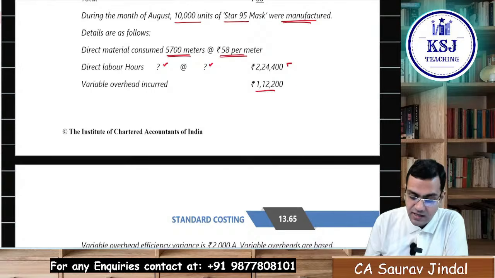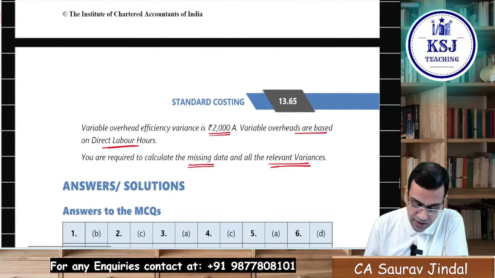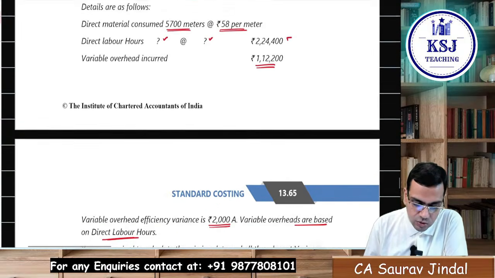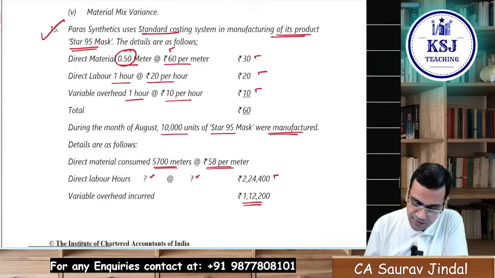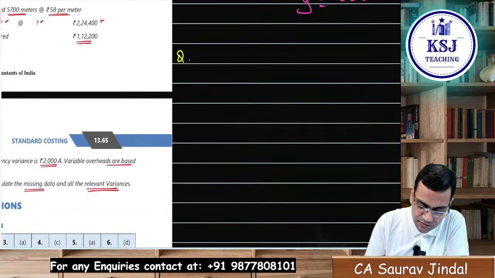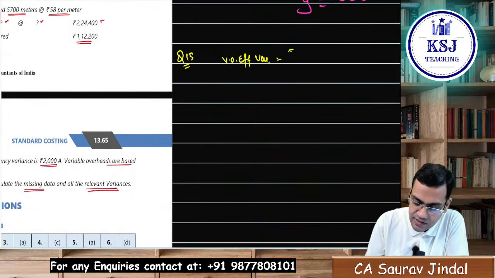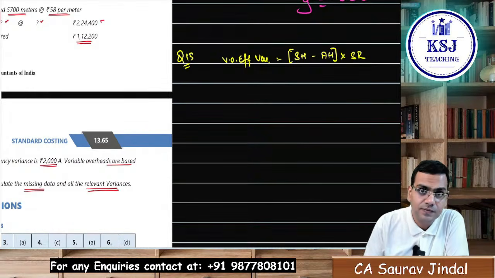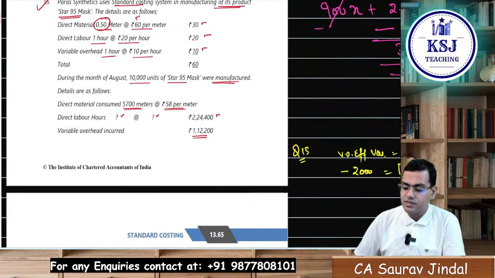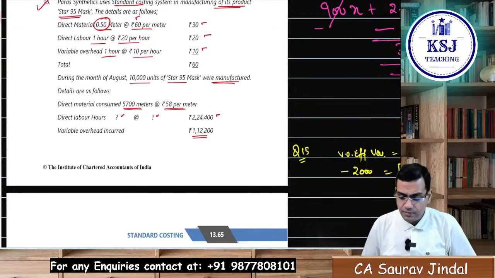Variable overheads actually incurred are given to you, 1,12,200, and the efficiency variance is given, that is 2000 adverse. What is variable overhead efficiency variance? Variable overhead efficiency variance is standard hours minus actual hours into standard rate, isn't it? So this is given as minus 2000. What is the standard hours here? Can you tell me what is the standard hours here?